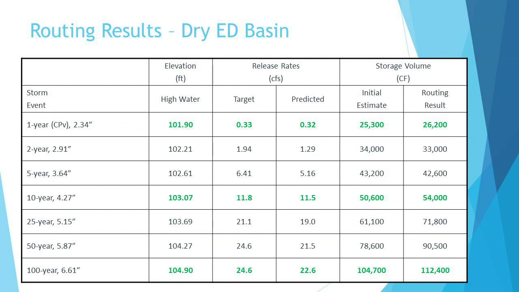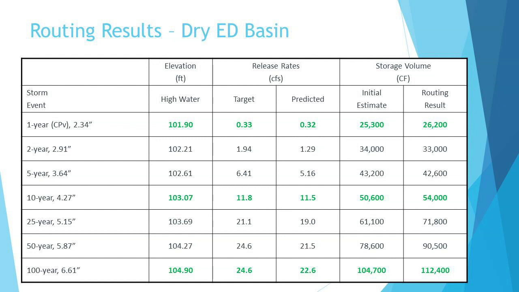And if we actually route that, this is what we find for our results. The high water of our 1-year storm gets 1.9 feet deep, and I was looking for 2, so I'm good. My target release rate was 0.33 CFS. It's predicting 0.32, I got it. My initial estimate of storage was 25,300 cubic feet. The routing result is 26,200, that's pretty close.